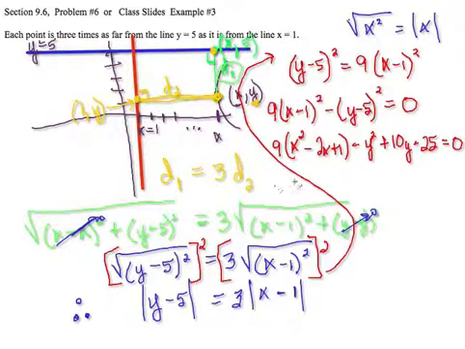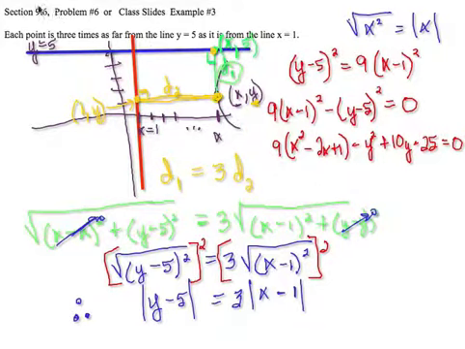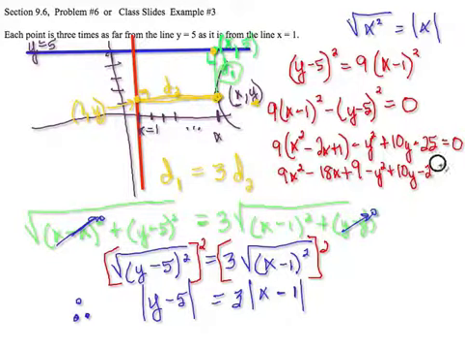So I could work this out, right? And so then I'm going to get here, I don't want this right here. Can I just get rid of that? Does that work? Oh, yeah, it does. Oh, nice. Okay, so we're going to get here 9x squared minus 18x plus 9 minus y squared plus 10y minus 25 equals 0.